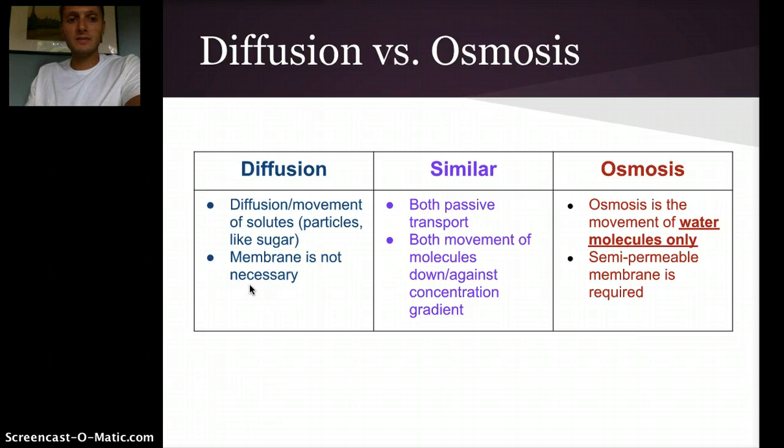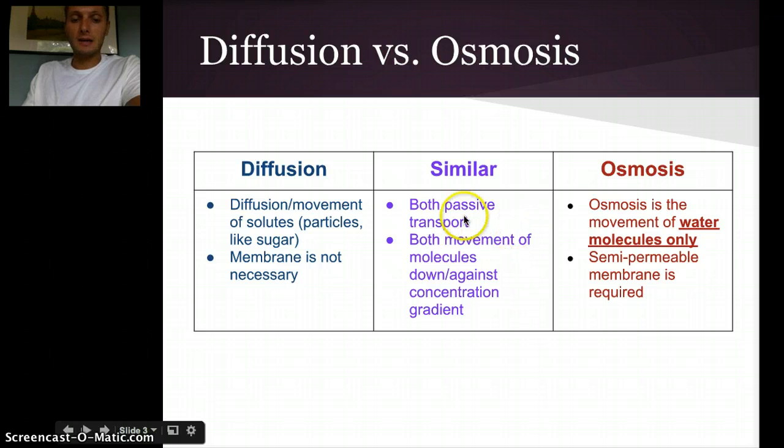Some similarities and differences between the two. Diffusion is the movement of solutes, particles, like sugar. In this situation, it's not necessarily water that's moving, and a membrane is not necessary for diffusion to occur. Osmosis is the movement of water molecules specifically, and a semi-permeable membrane is required. Okay, so those are how the two are different.